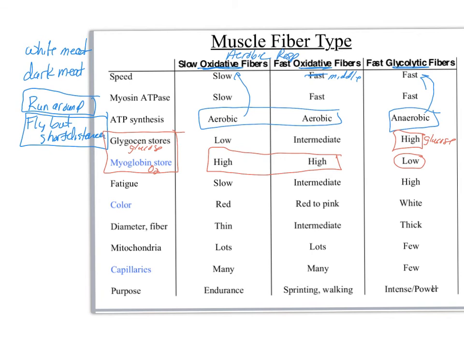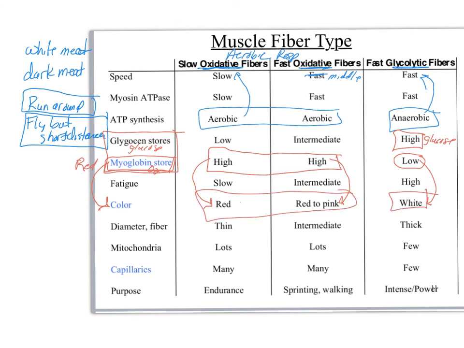Now, I want you to remember the color of myoglobin. Myoglobin is a reddish color. So you can come down here. If you have a lot of myoglobin, you've got really red. If it's kind of in the middle, it's red to pink. If you don't have a lot of it, you've got white. So this is your white meat, and this is your dark meat.